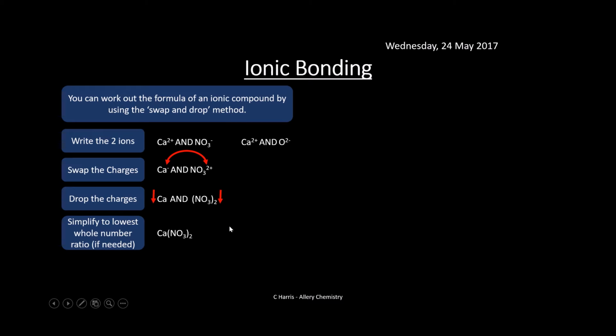Here's another example. Calcium 2+ and O2-. Swap and drop. So we swap the charges over. We drop the charges. As you can see, get rid of the pluses and minuses and put them smaller. And then we write them down and we simplify. Now, because this is Ca2O2, obviously a 2 to 2 can be simplified to 1 to 1. So calcium oxide is CaO. Okay, and then you would simplify it.